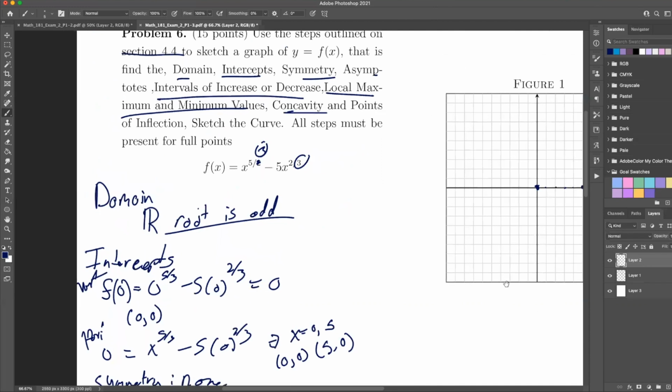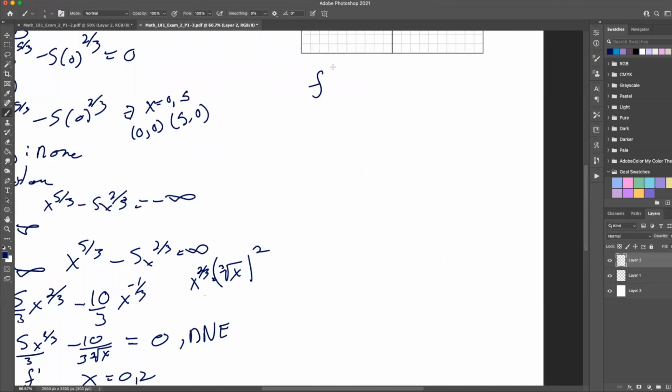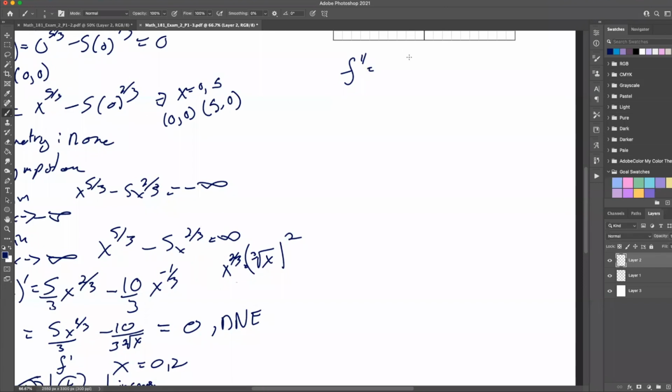Last thing we want to do is concavity. In order to do that, we want to find f of x double prime. So here we're just going to take this and do it one more time. So here a 2/3, so this becomes 10/3 as the 2/3 pops out, x to the minus 1/3. And then here I'll have another negative, so this becomes positive 10/9, and then this will be minus x to the minus 4/3. Okay. All right, so here we have the double prime, and we're going to set this equal to 0.